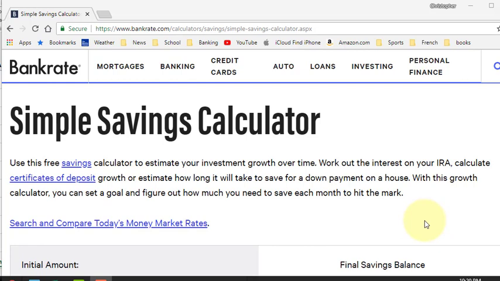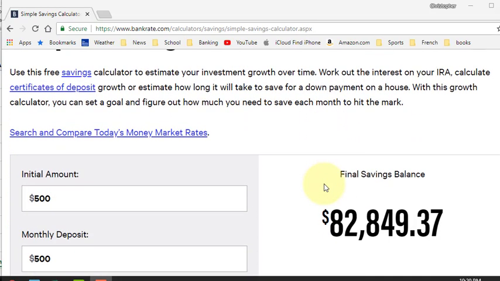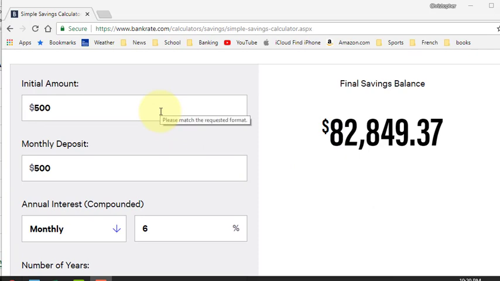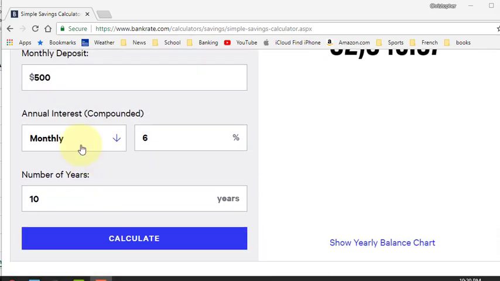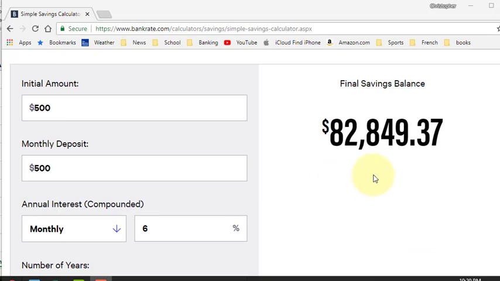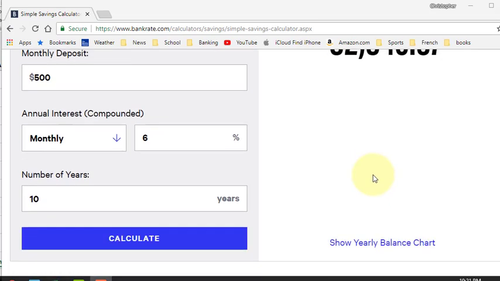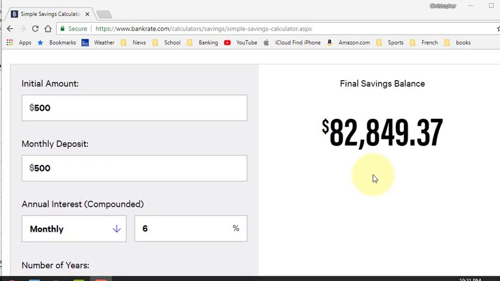I went to try this on a couple of other sites. For example, this one comes up real quick if you try a Google search. The trouble with this, first of all, is that you couldn't put an initial amount of 0. You could put an initial amount of 1, but it wouldn't take 0. So you'd have to start with an initial amount of 500, monthly deposits of 500. Let's go annual interest compounded monthly 6%, 10 years, calculate, and I get 82,000. Well, that's exactly what you get if you do 121 months with our formula. So that works pretty well.